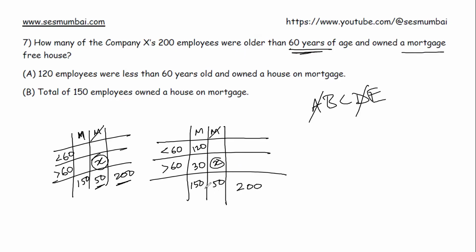Anyway. So now, 120 employees were less than 60 years old and owned a house on mortgage. So I'll have to do a correction out here also. Less than or equal to 60 would make more sense because older than 60 is what they're asking for, right? So together also we're not getting the answer because we don't know this total or this total. So B doesn't answer, C doesn't answer, E is the answer for question number 7. Right. Moving on.